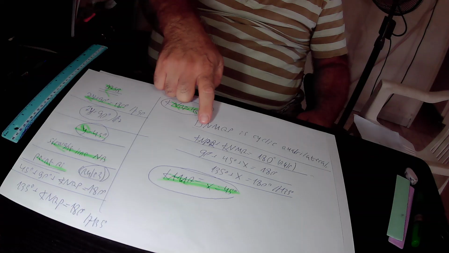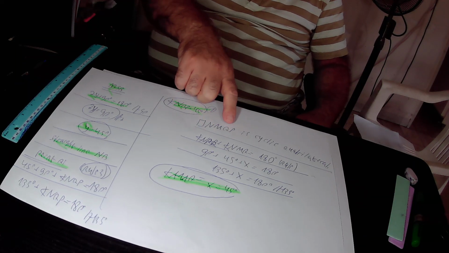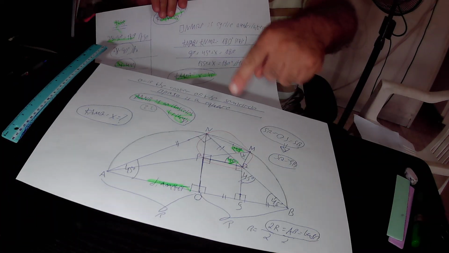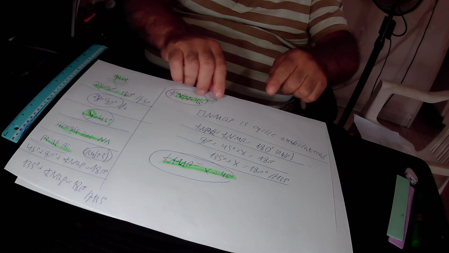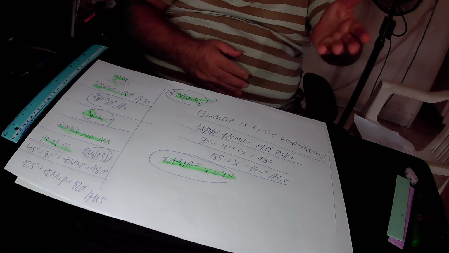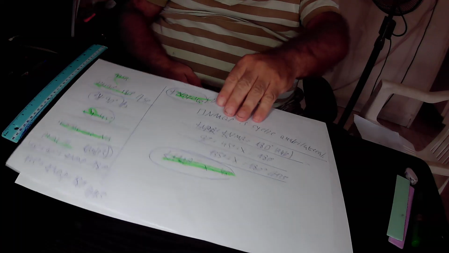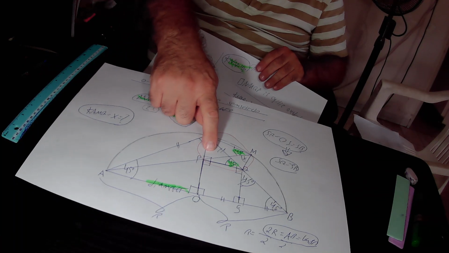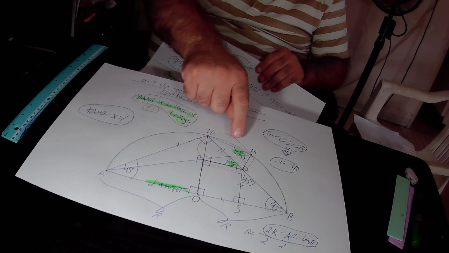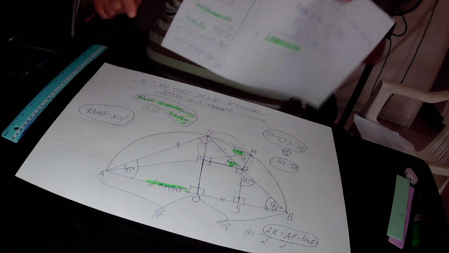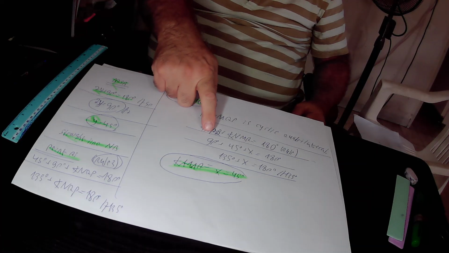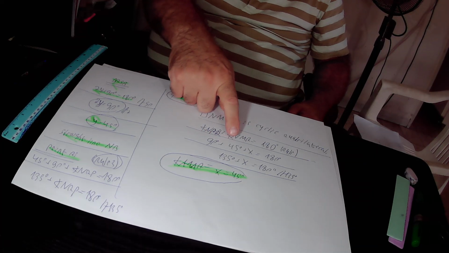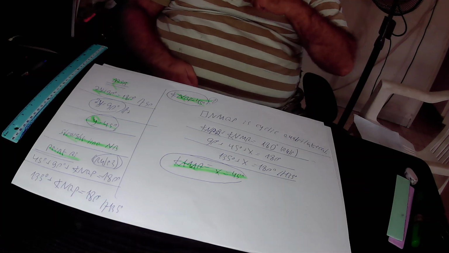So, angle NPQ plus the opposite angle NMQ, in total, must be equal to 180 degrees according to the rule that I presented to you. Angle NPQ is a right angle. Angle NMQ is equal to 45 degrees plus x. In total, it must equal 180 degrees.